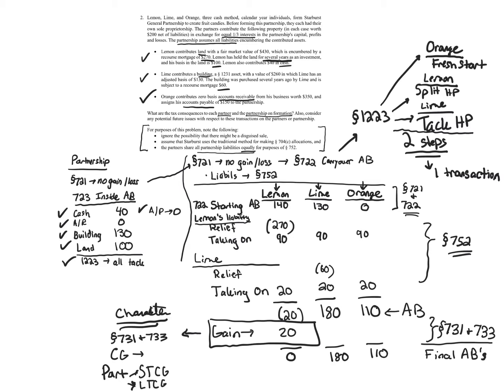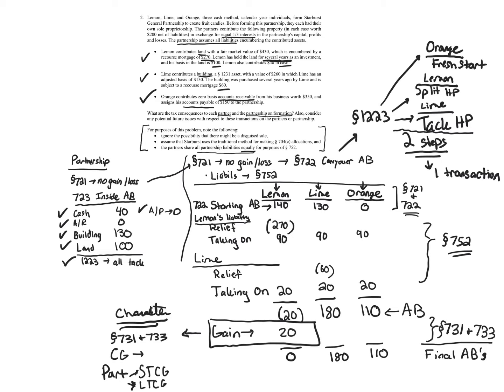So we then went through and we did the 752 analysis, starting with our 722 basis. That's why we do the steps, the order. 140, 130, 0 starting basis. We go through the liability count, the 752 liability distribution, deemed contribution. That's what we've done here. We allocate out. We get our ending adjusted basis. If anything's negative, we do gain. Guess what? Lemon had a $20 capital gain. Again, it's capital, general rule capital under 731, 733.